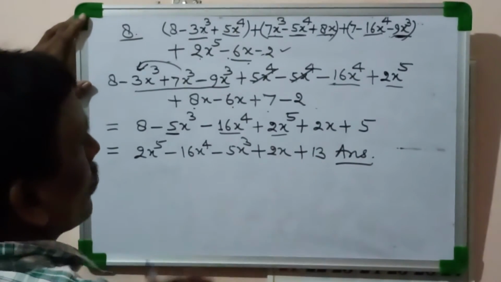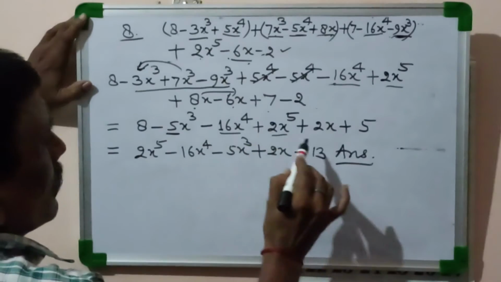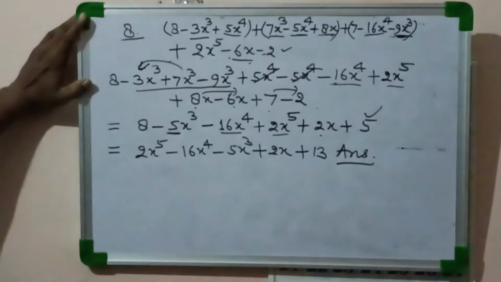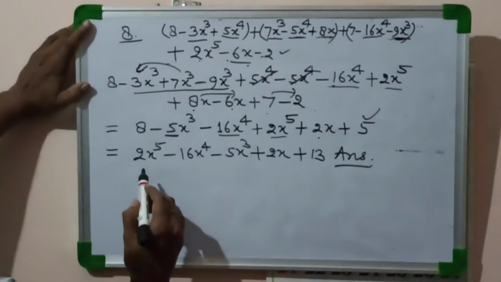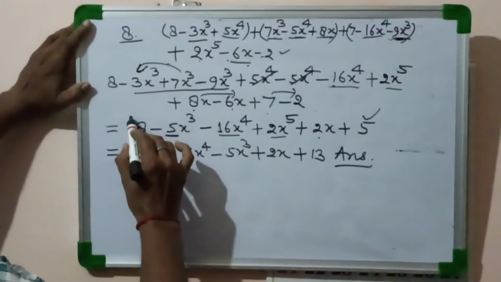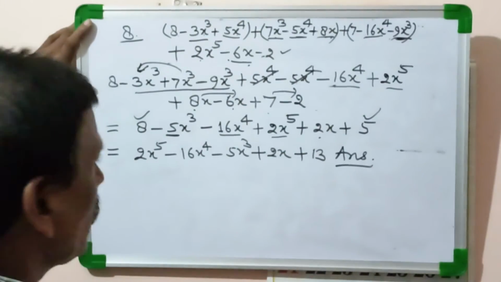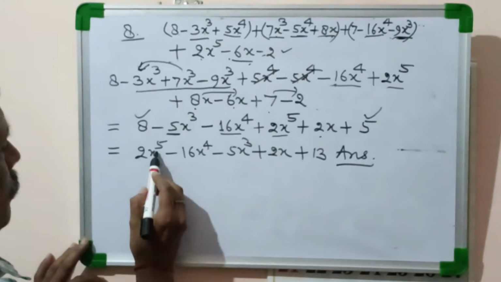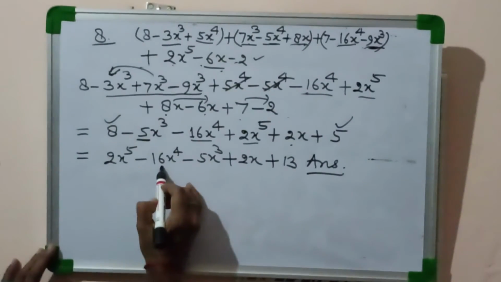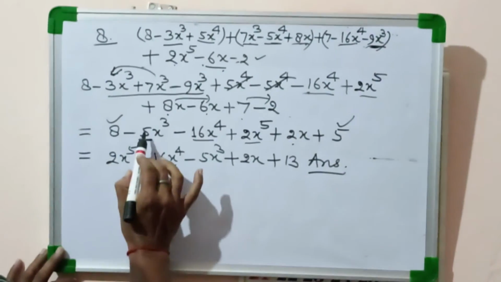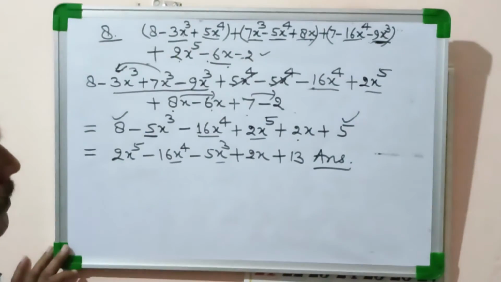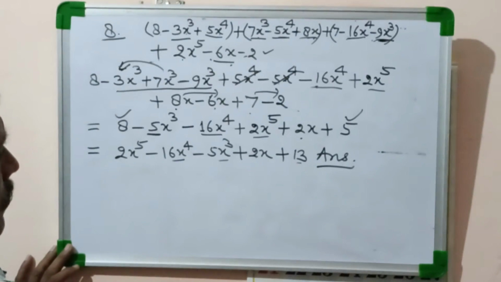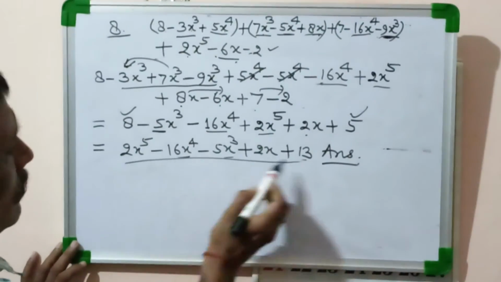Plus 2x power 5. 8x minus 6x, that is 2x. 7 minus 2, that is 5. Now arrange the terms. 8 plus 5 is 13. So you start from the highest term, 2x power 5, then minus 16x power 4, then minus 5x cube, then 2x, then plus 13. You can arrange like this. So this is your answer.